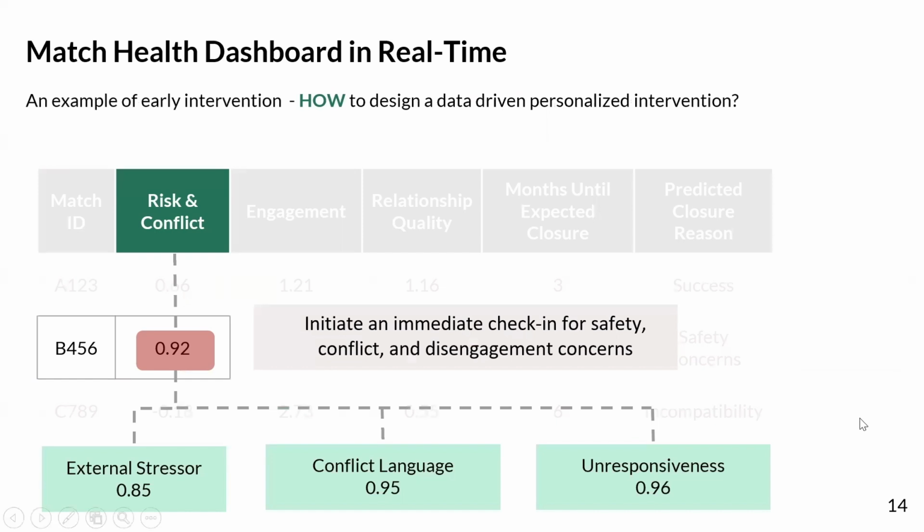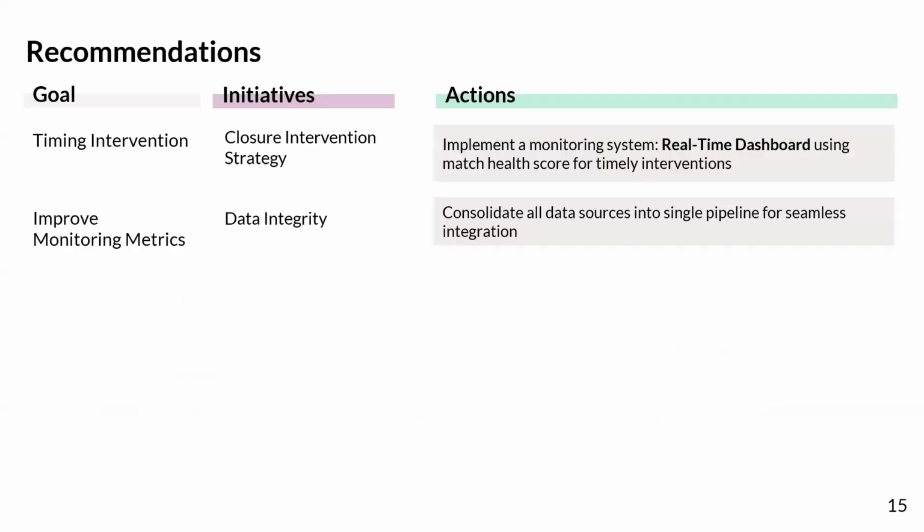We drill into the risk and conflict score for match ID B456, which is high at 0.92, and break it down further into key drivers. Unresponsiveness 0.96, conflict language 0.95, external stressors 0.85. All of these are at concerning levels. Based on these specific indicators, the dashboard can recommend a targeted action. In this case, to initiate an immediate check-in, focusing on safety, conflict resolution, and re-engagement. This is how we turn the real-time data into a clear, customized response plan.